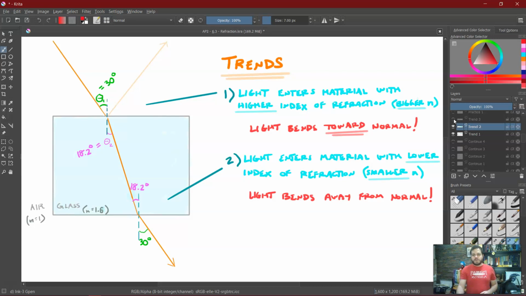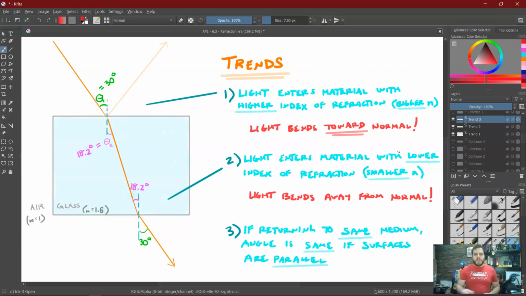All right, and then the third one is kind of just a point that is good to know, which is that if we're returning to the same medium on one side of the object and the other, it's actually going to go out at that same angle as long as those two surfaces are parallel to each other. If this is some sort of weird shape, we would not be able to say that. We would have to find a new normal line and recalculate. But for this particular situation, that worked out okay.